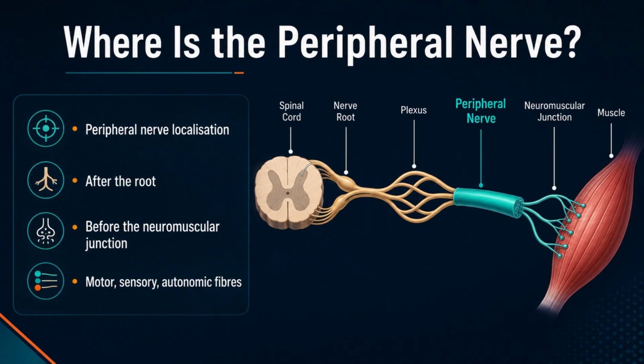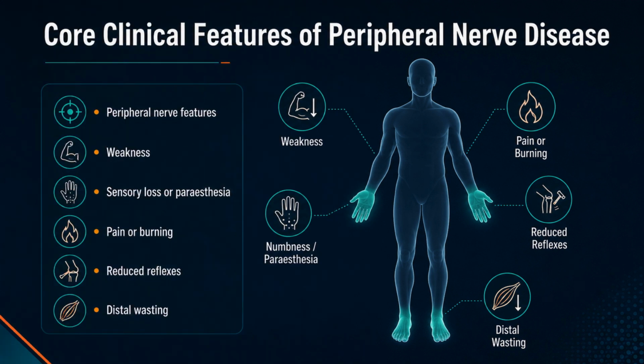A peripheral nerve lesion occurs after the nerve root and before the neuromuscular junction. Peripheral nerves carry motor, sensory, and sometimes autonomic fibers. This means patients can present with weakness, sensory symptoms, pain, reduced reflexes, or autonomic dysfunction. The key clinical clues of peripheral nerve disease are lower motor neuron weakness, sensory disturbance, neuropathic pain, reduced or absent reflexes, and sometimes distal muscle wasting.